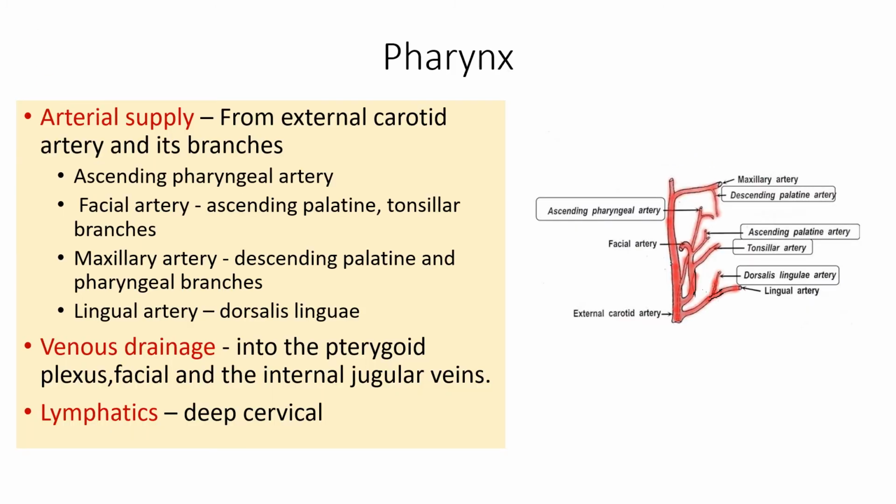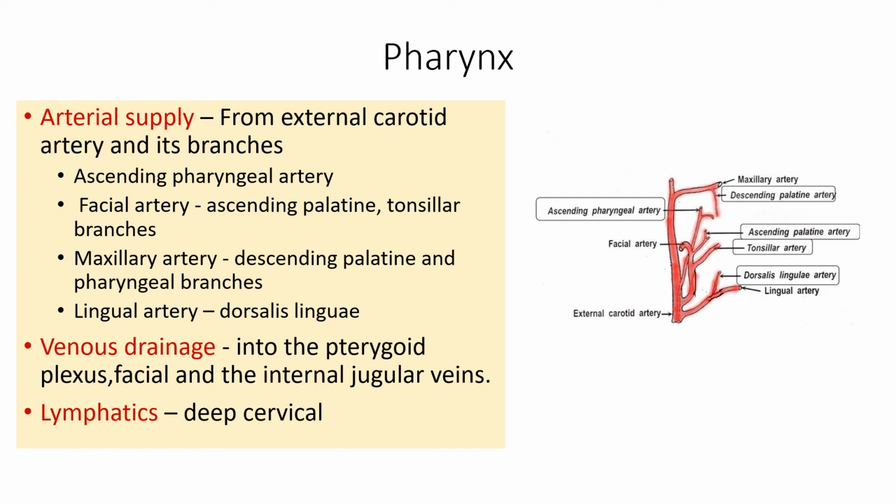After discussing the three components of the pharynx in detail and the structure of the pharynx, let us look into the blood supply, lymphatic drainage and nerve supply of the pharynx. The arterial supply for the pharynx is from the external carotid artery and its branches.